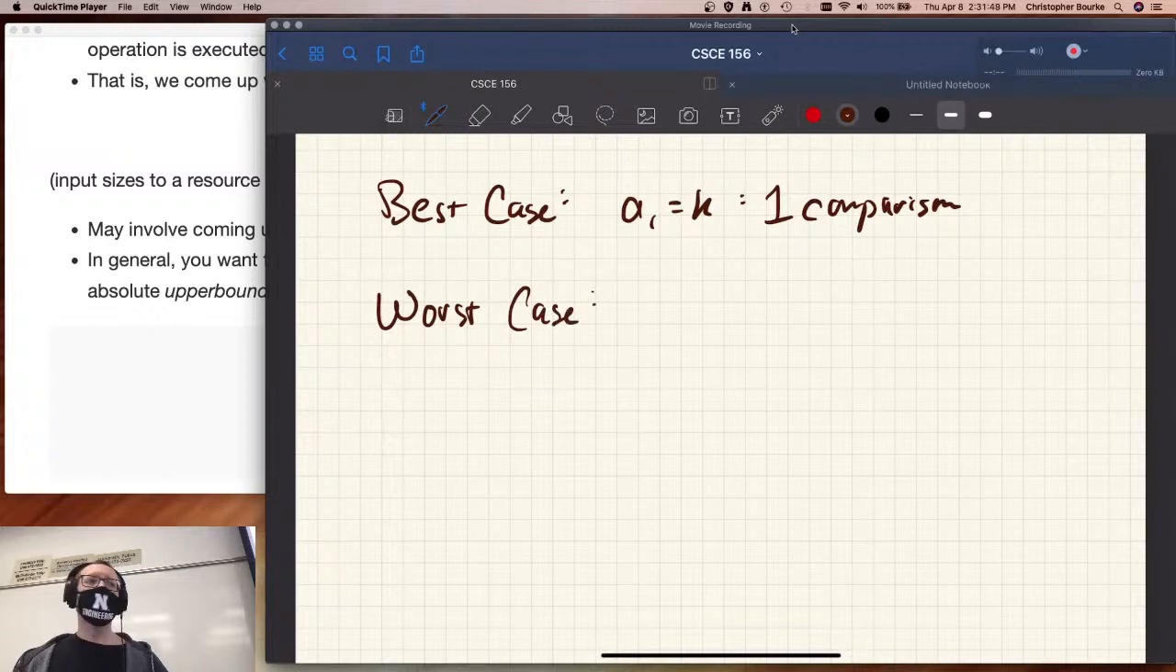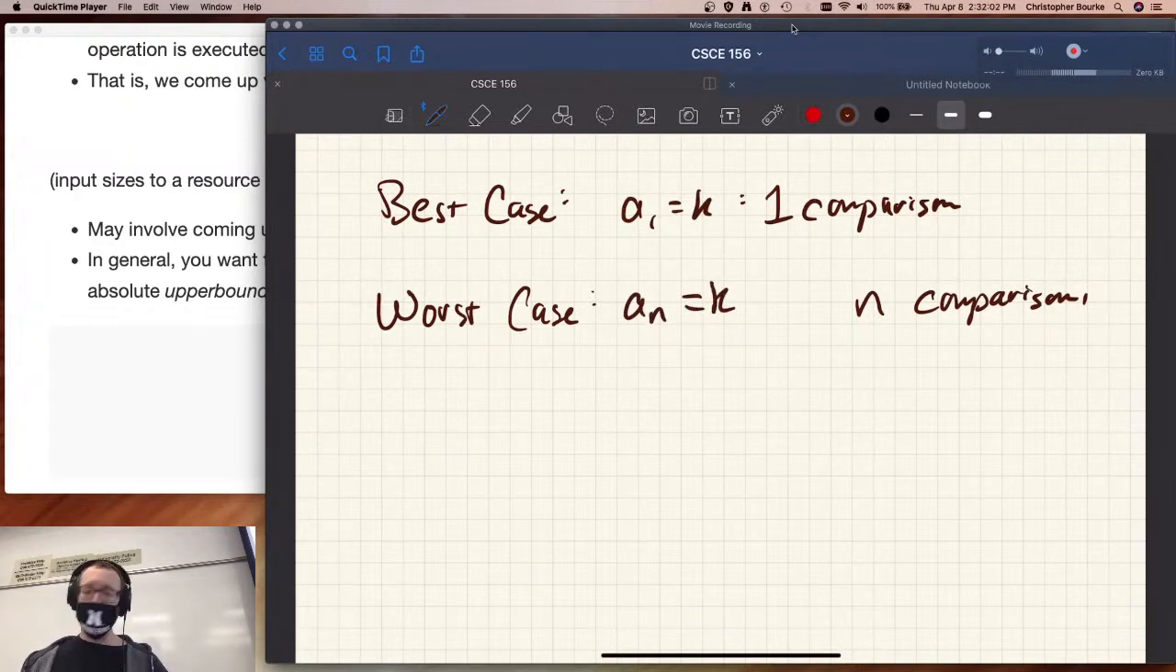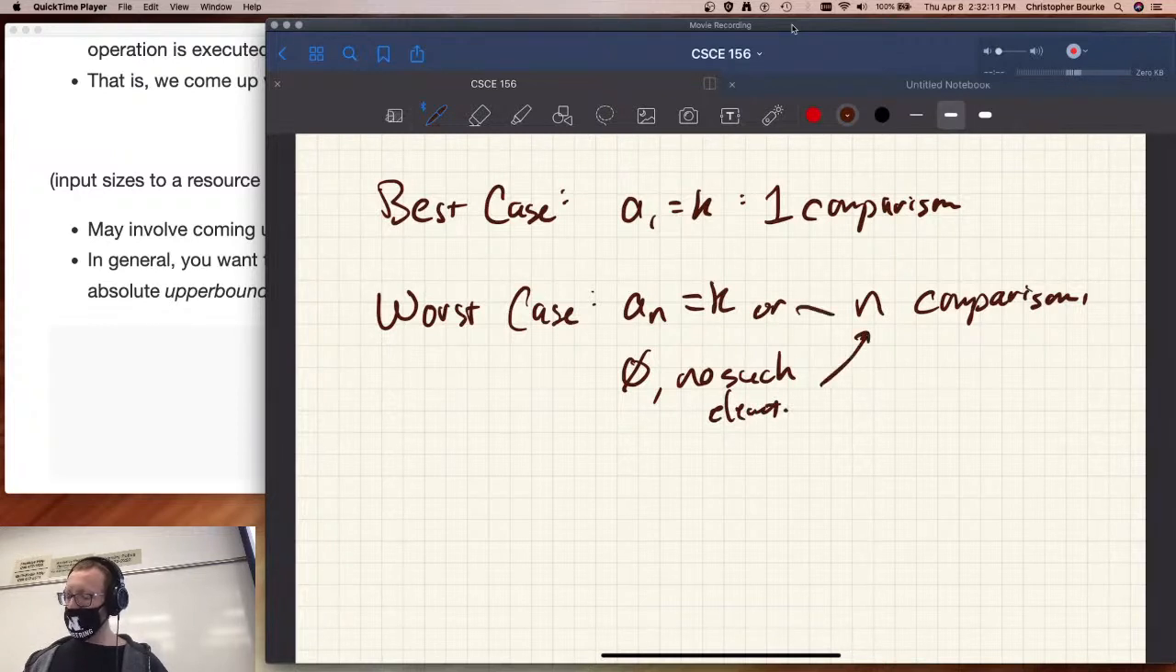What about the worst case scenario? So n comparisons. How did you get there? So in other words, you found it at the last spot that you looked, or phi, no such element. Right? I would agree. In both of those instances, you end up doing n comparisons. It's not the first one, it's not the second one, it's not the third one, ... it's not the last one. You did n comparisons to find that out.